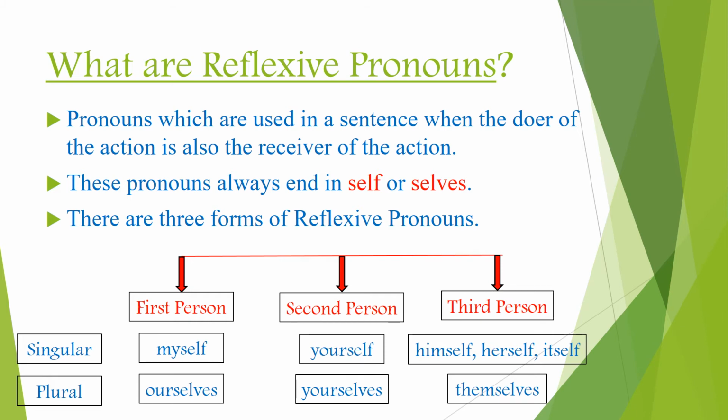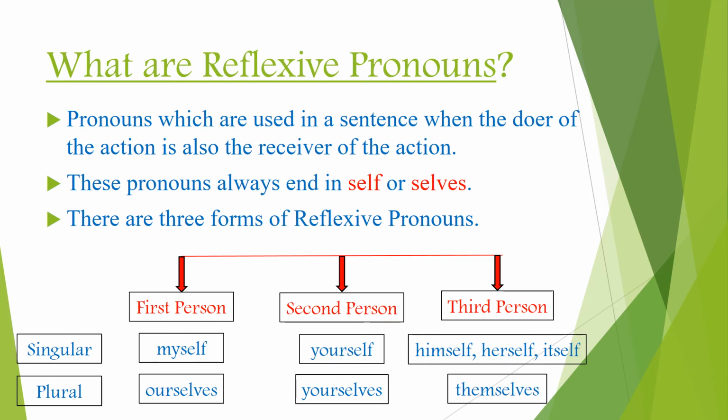So I use reflexive pronouns when I am the doer of the action as well as the receiver of the action. When we use reflexive pronouns, they always end with self or selves. Self for singular and selves for plural. Okay, now there are again 3 forms of reflexive pronouns, and they are first person, second person, and third person reflexive pronouns.